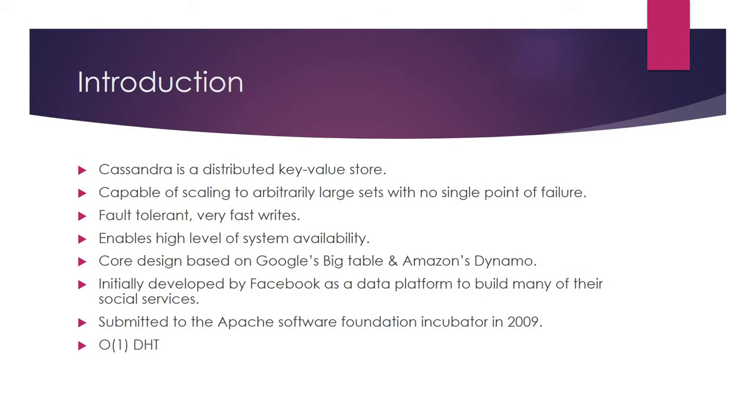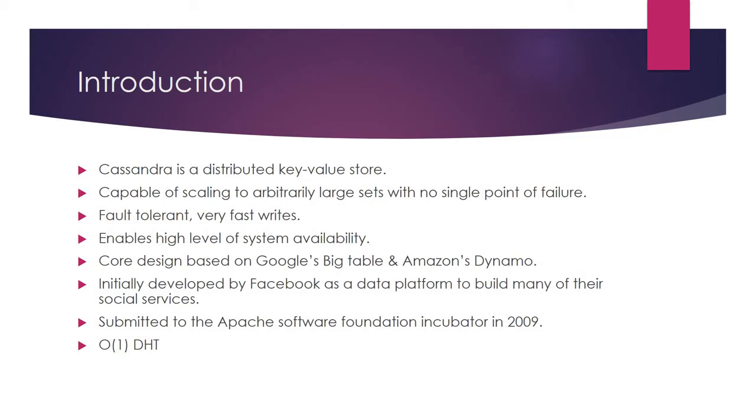Basically Cassandra is a distributed key value store, and it is based on keys and values. So the queries are basically based on keys. Cassandra is said to be highly scalable, and is said to have no single point of failure, unlike relational database systems. It is said to be fault tolerant, and has shown very fast write and read operations. And the most important thing is it is said to be highly available.